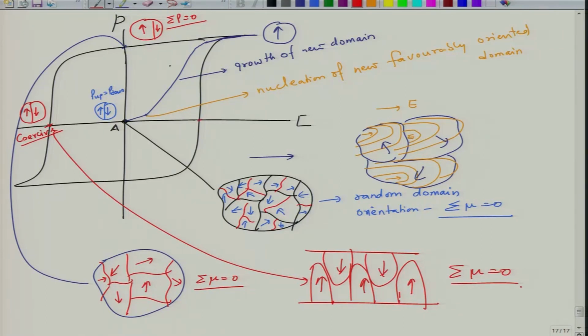And these states are, by the way, equal and opposite. So, plus EC and minus EC are equal in magnitude. Similarly, plus PR and minus PR are equal, plus PS and minus PS are equal and opposite, for a given material for a limited volume.